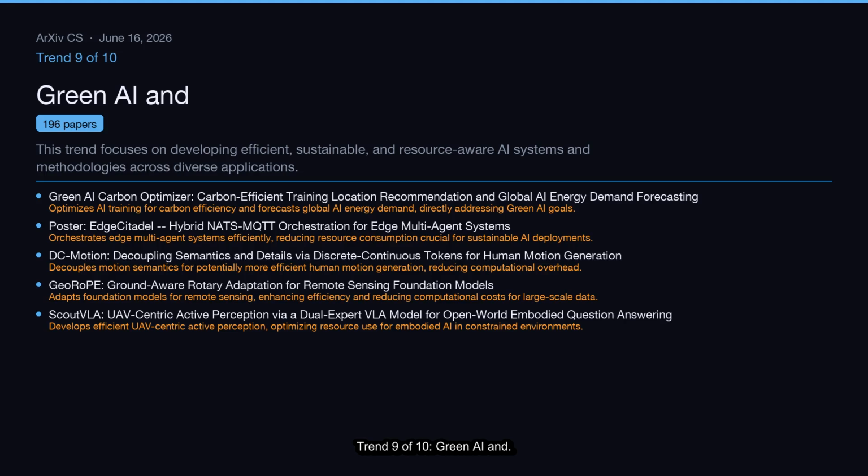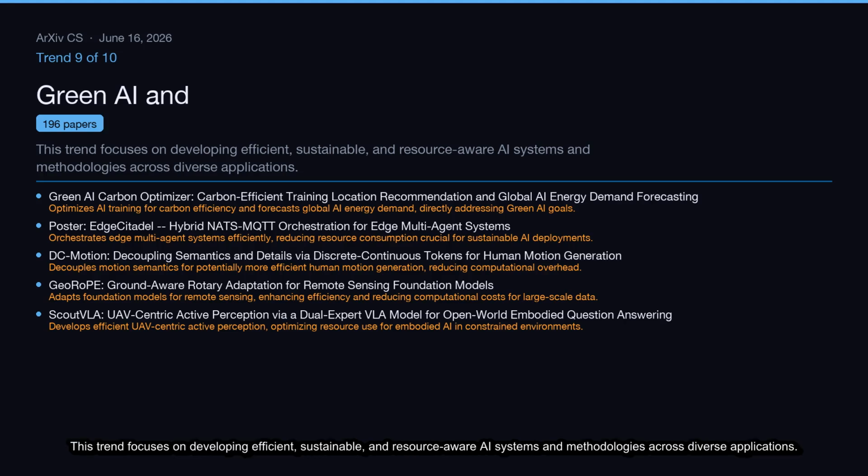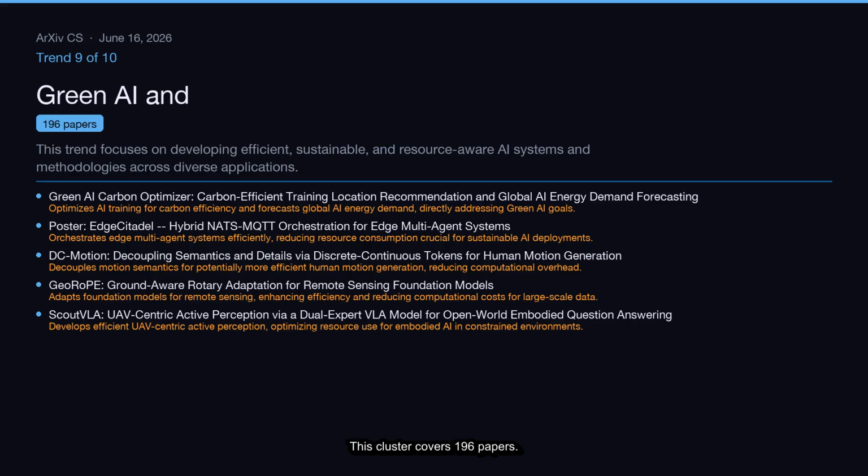Trend 9 of 10, Green AI. This trend focuses on developing efficient, sustainable, and resource-aware AI systems and methodologies across diverse applications. This cluster covers 196 papers.